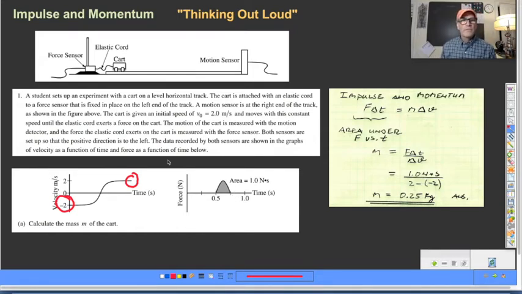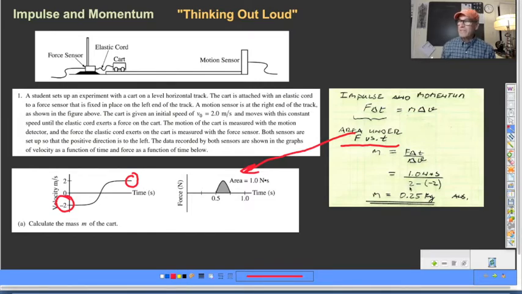All right, first question: calculate the mass m of the cart. Using the impulse and momentum relation, F delta t is the area under the graph, so that's what that represents. And that's equal to 1 newton-second. That's equal to the change in momentum, m delta v. So solving for m, we take the area of the graph and divide it by the change in velocity.